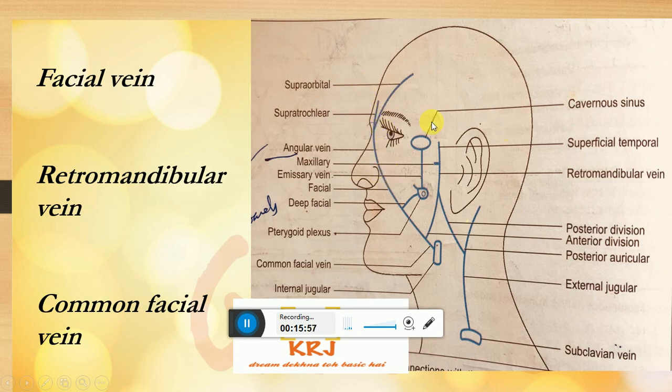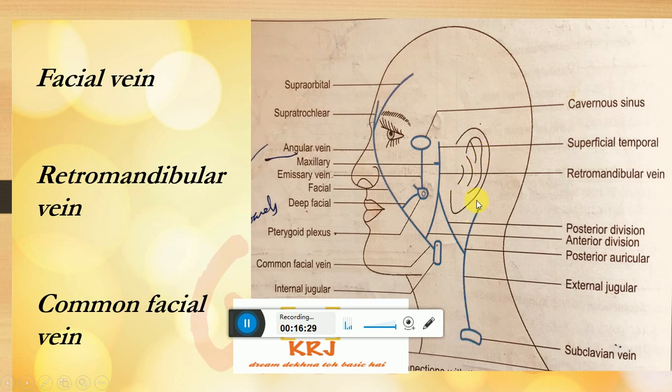Done? Okay. Just in front of the ear, draw one straight line or something like that. That straight line is the superficial temporal. And just give one arrow this side. This is the maxillary vein. The maxillary vein and superficial temporal vein give you the retromandibular vein. Correct? And obviously the retromandibular vein has an anterior division and a posterior division. This is outside, so this is the posterior division. And draw one more line behind the ears.